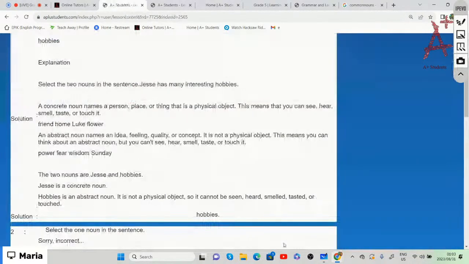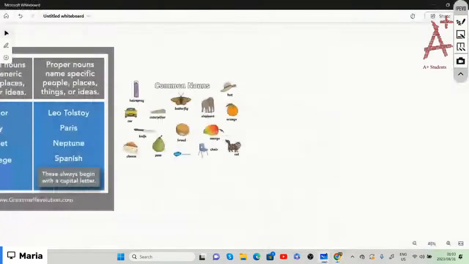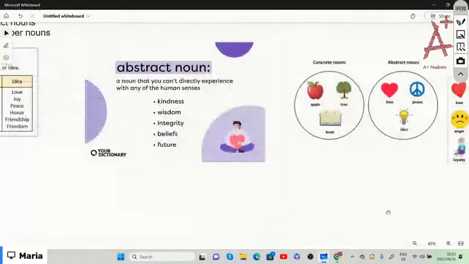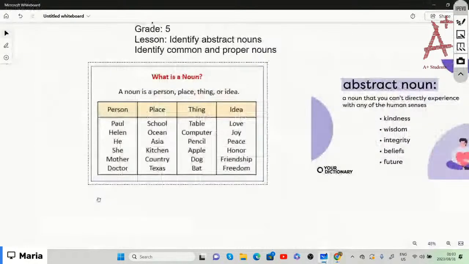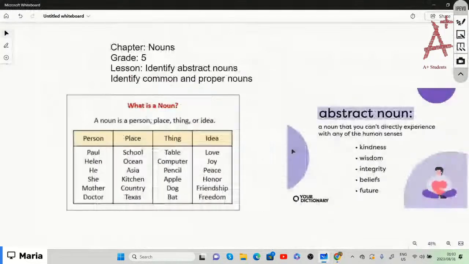All right, and before we go on to our tutorial lesson on nouns, okay, so a noun. A noun is a person, or it names a person, a place, a thing, or an idea, right? So it either names a person, a place, a thing, or an idea, right? So that is a noun.